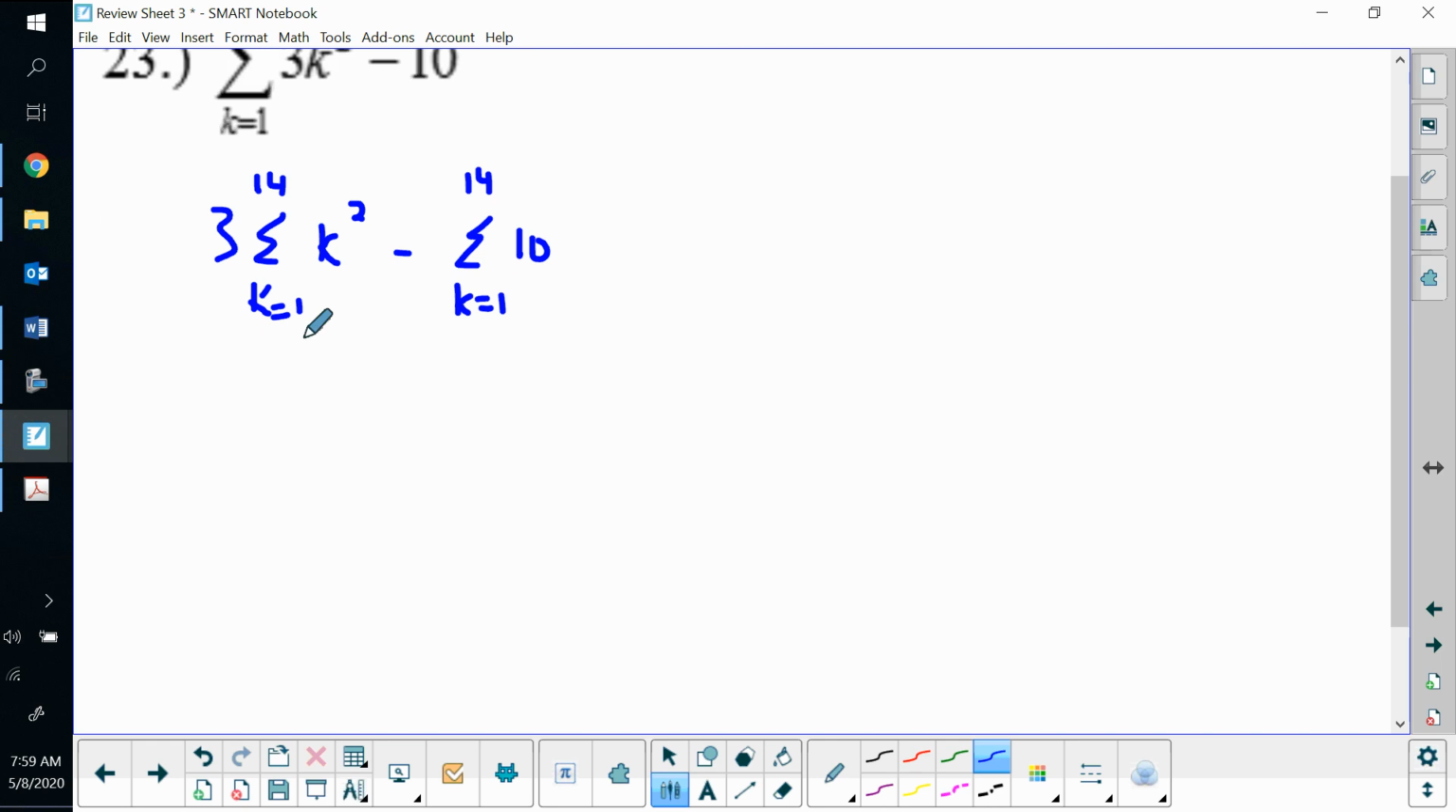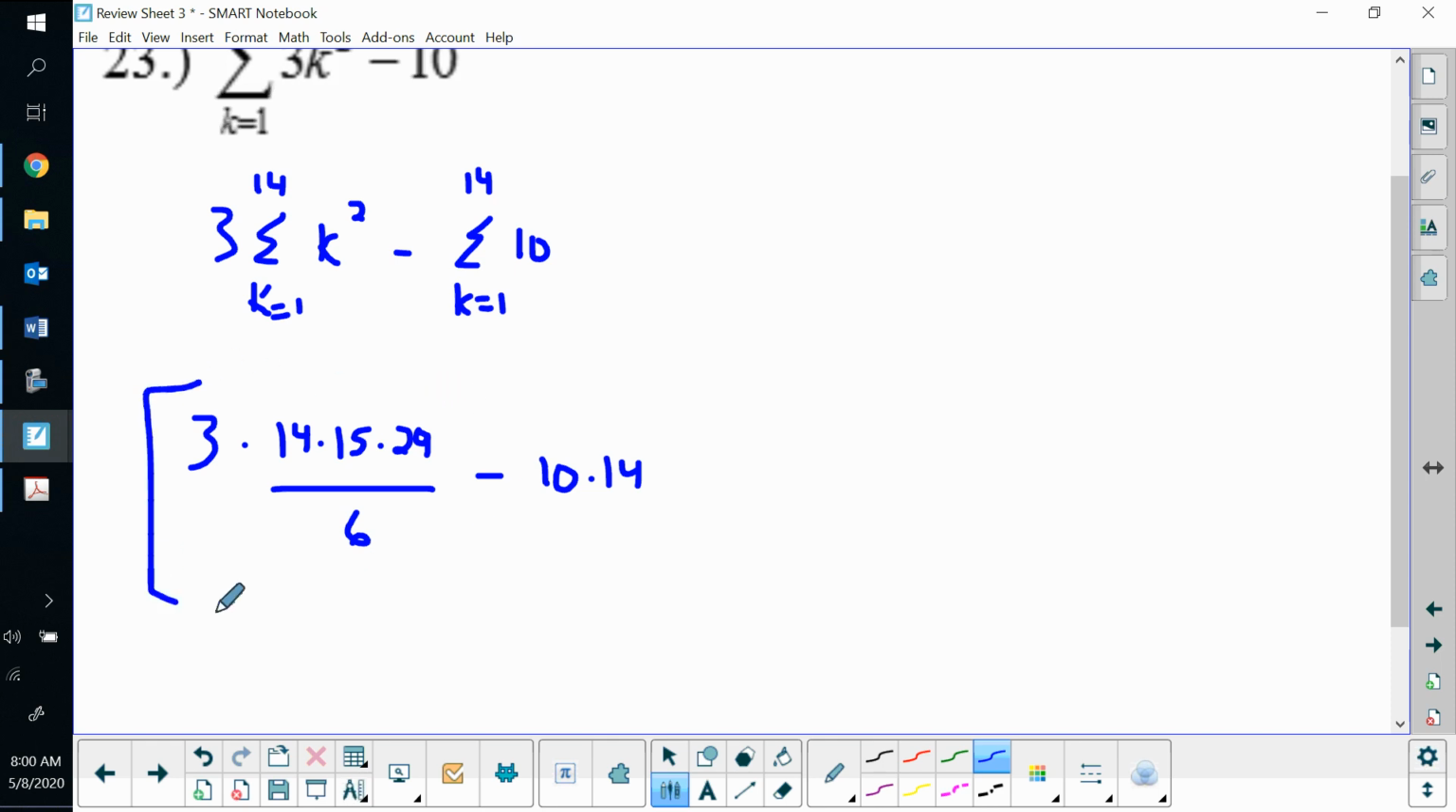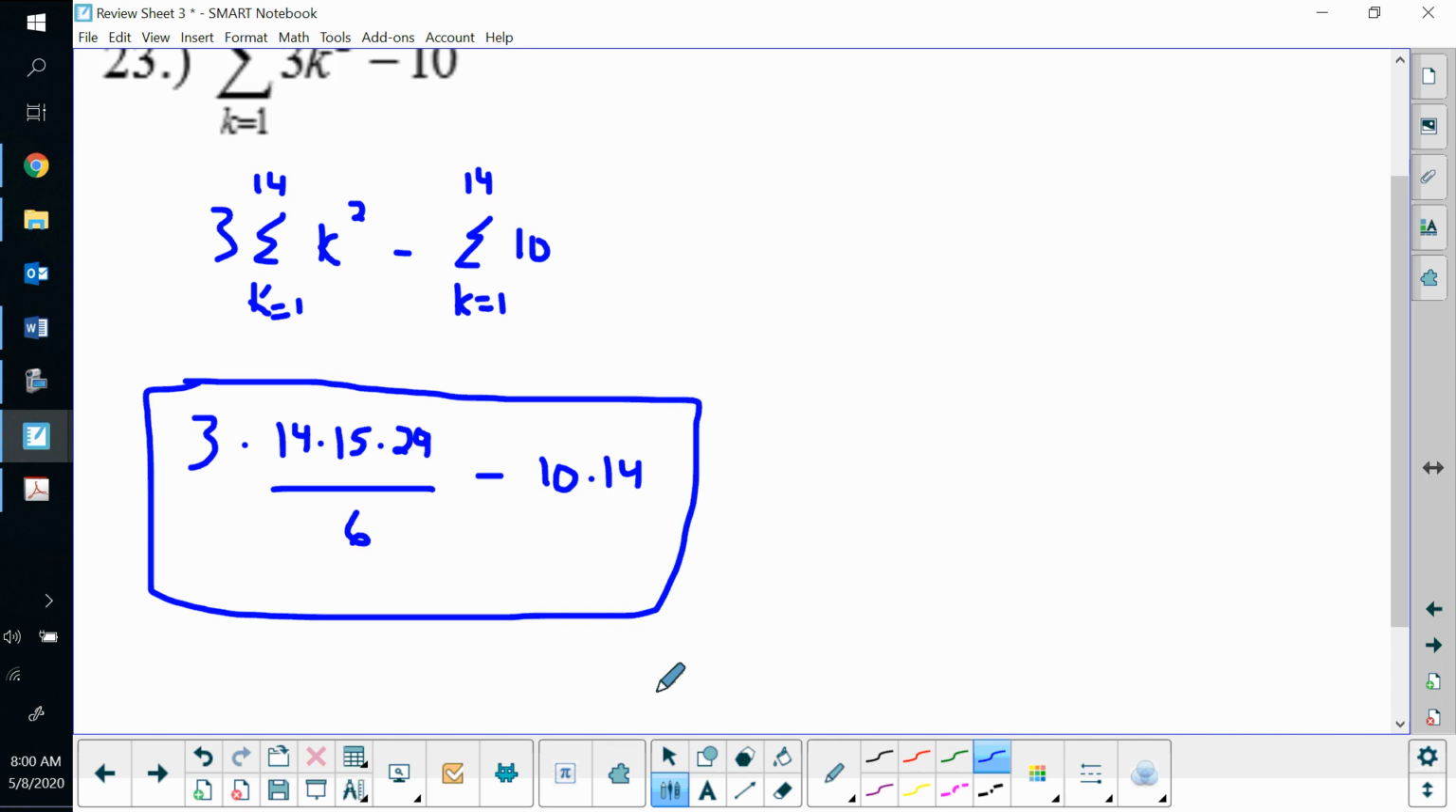The squared formula is n times n plus 1 times 2n plus 1 all over 6. So this is 3 times 14 times n plus 1, which would be 15, times 2n plus 1. So if we double it and add 1, we get 29 all over 6, minus our constant formula, which is the constant times n. So we would have 10 times 14. And then this is an equivalent value. You could leave it like this if you want, or you could neaten it up. It's your choice.